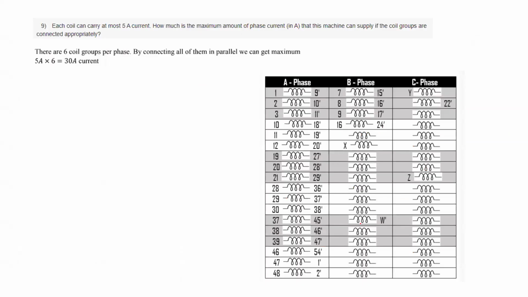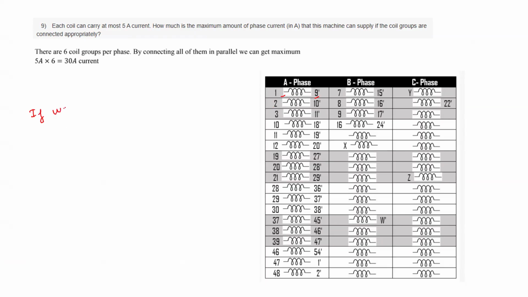Okay. So now in the next question, what we have to do is that here they are asking you that each coil can carry at most 5 ampere current. So this coil, let us say the coil between 1 and 9 dash, can carry 5 ampere current. So how much is the maximum amount of phase current that this machine can supply if the coils are connected appropriately?